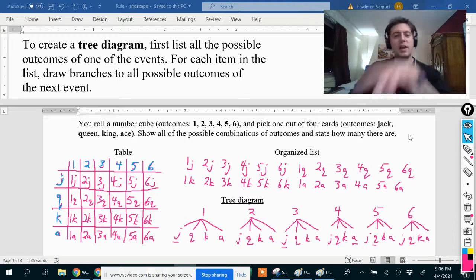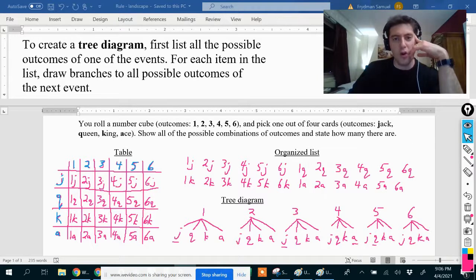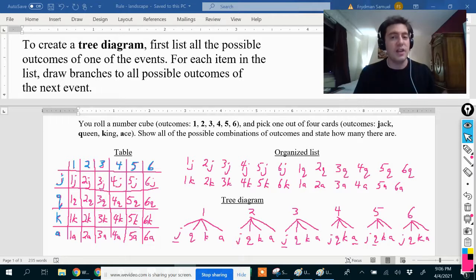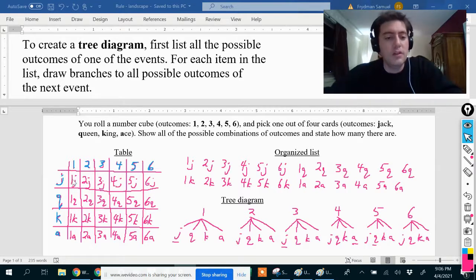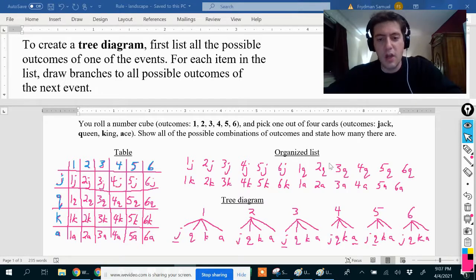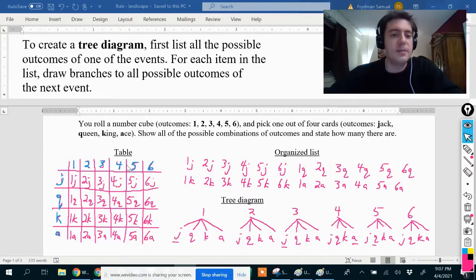And by the way, now we might ask the question, well, how many outcomes are there? How many different combinations are there? Well, let's count and see. 1, 2, 3, 4, 5, 6, 7, 8, 9, 10, 11, 12, 13, 14, 15, 16, 17, 18, 19, 20, 21, 22, 23, 24. You can see I get the same answer no matter which depiction I used. So there are 24 combinations in the organized list also.